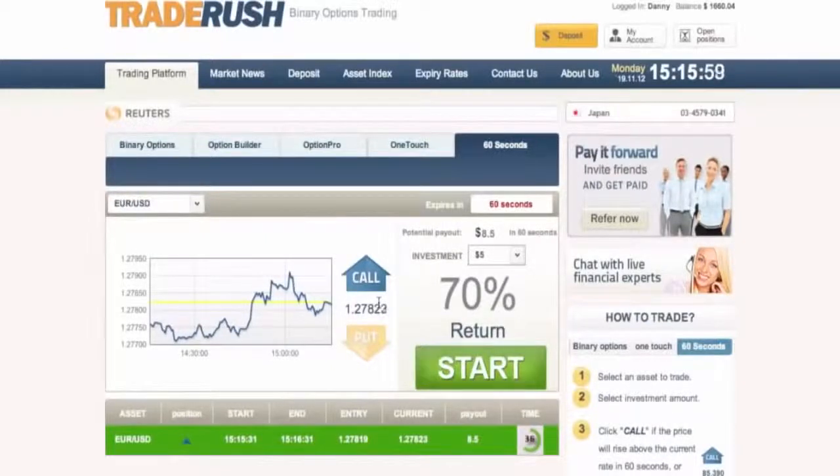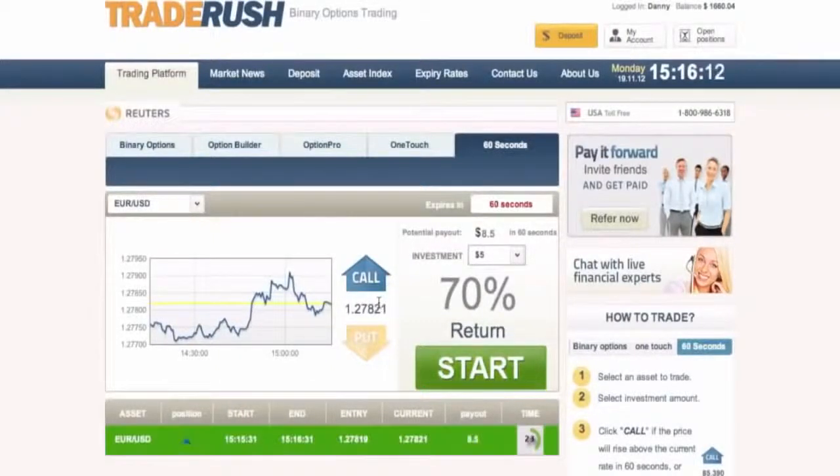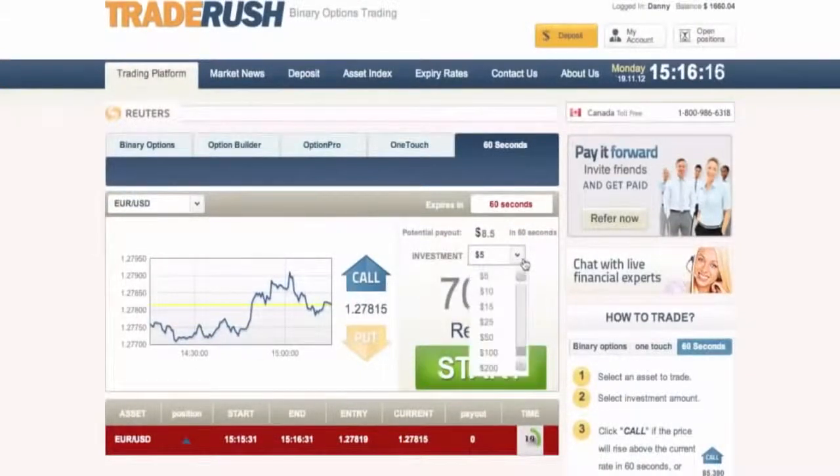Now, let me take you through the colors. They're quite simple to understand. If it's red, you're going to lose. If it's gray, you get your money back. And if it's green, you're going to win. And as you see, it's going up and down like a regular currency price, so the color changes with that. And as we're counting down, it doesn't look like I'm going to win this trade.